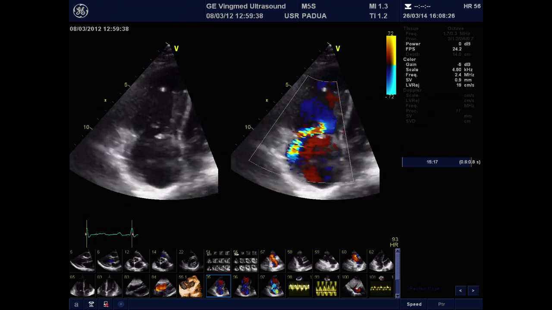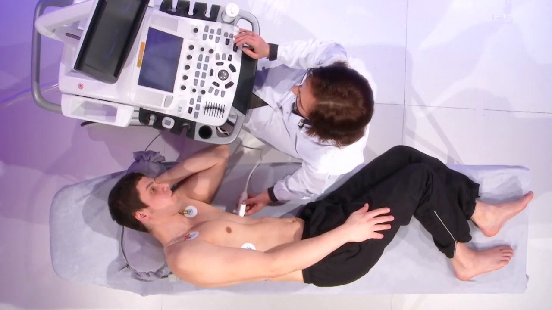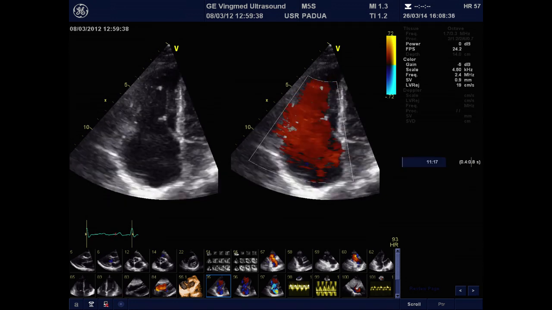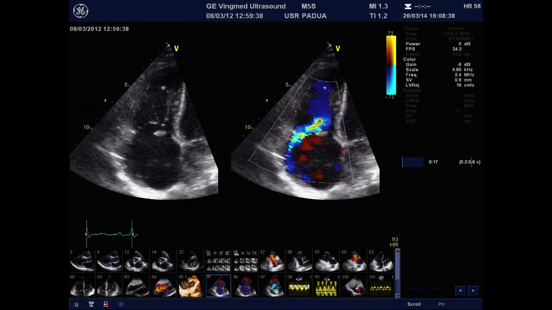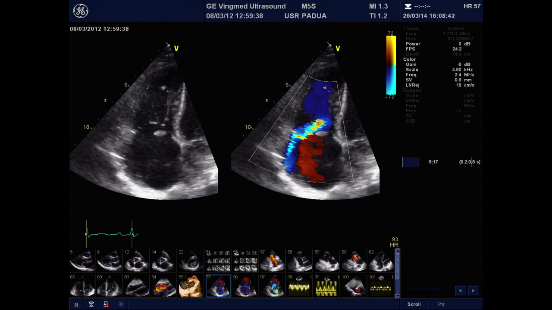and you can see very clearly that the flail of the posterior leaflet, which was identified by 3D echo, is the mechanism of this highly eccentric jet that you can appreciate more easily in a still frame like this.